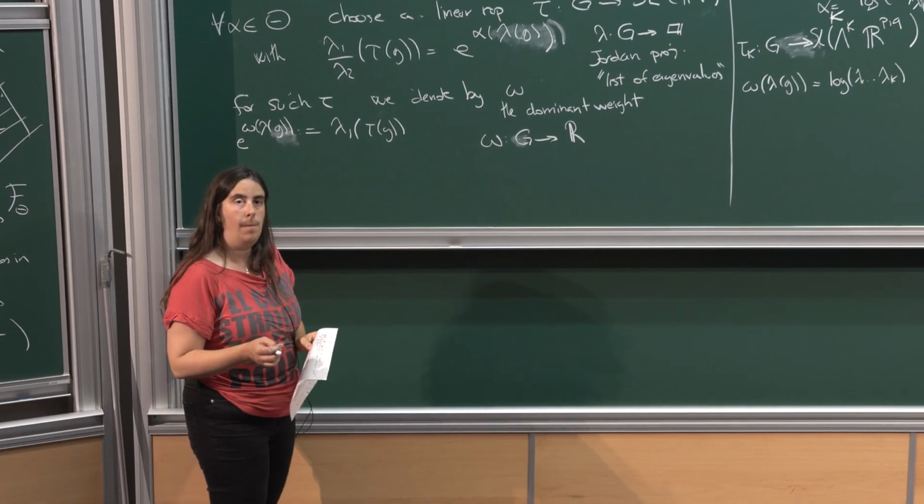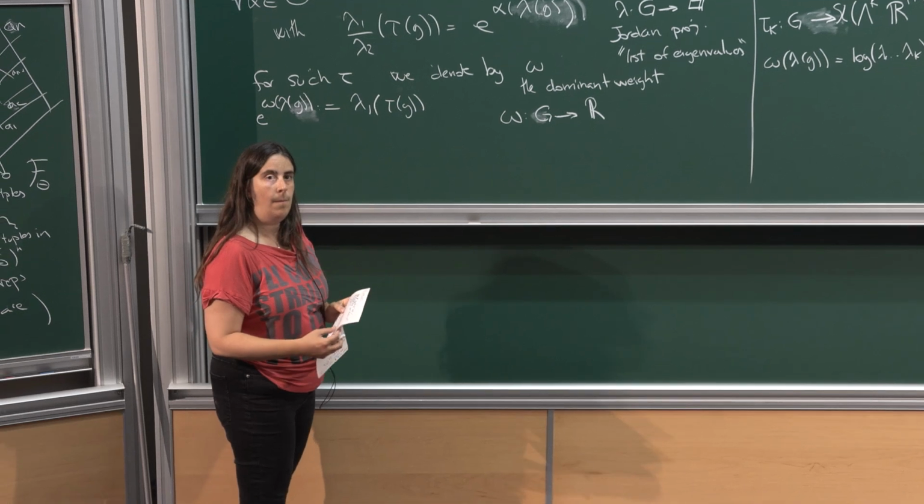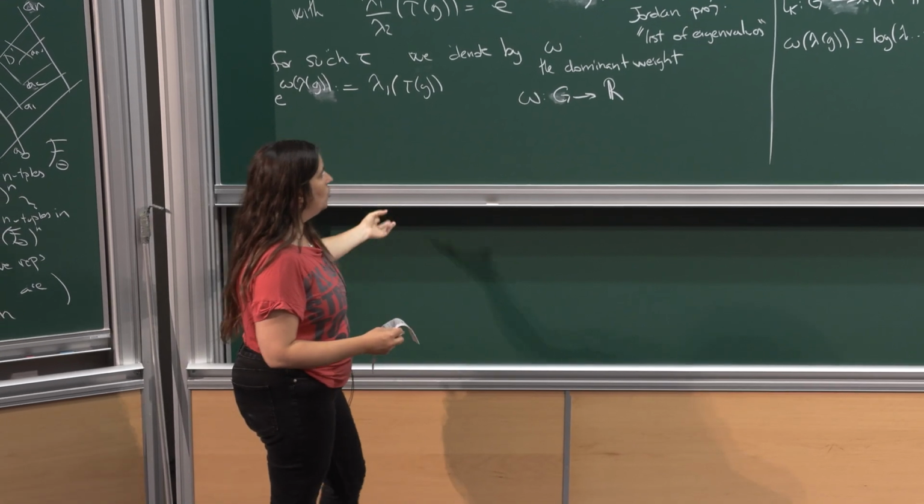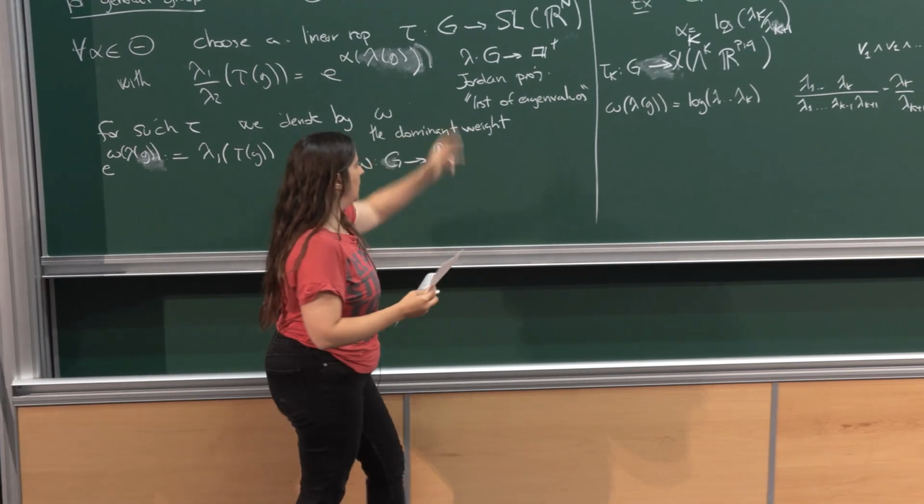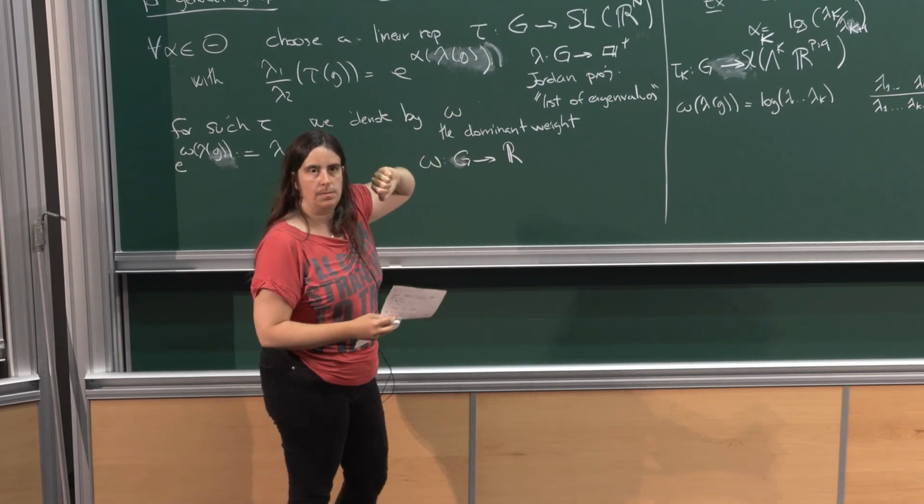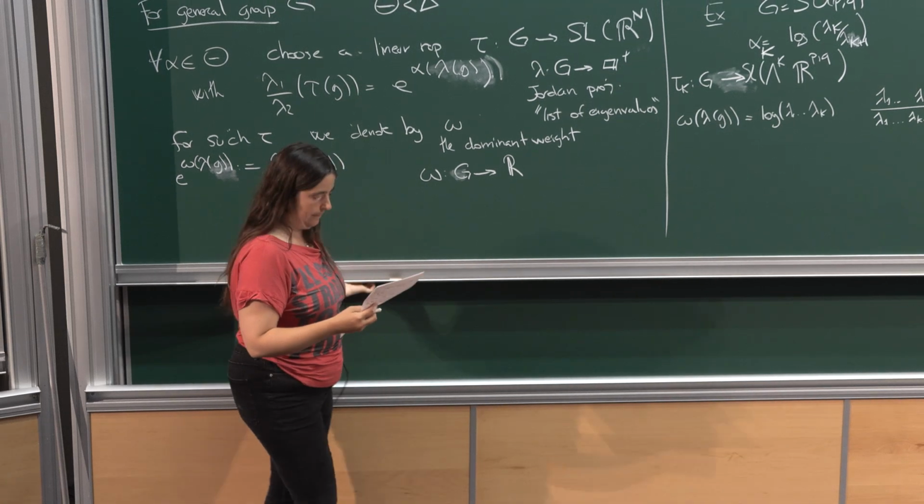For your Jordan projection, is it going into A or A plus? My Jordan projection is going to go to A plus, and it's the ordered list of eigenvalues in the linear representations.